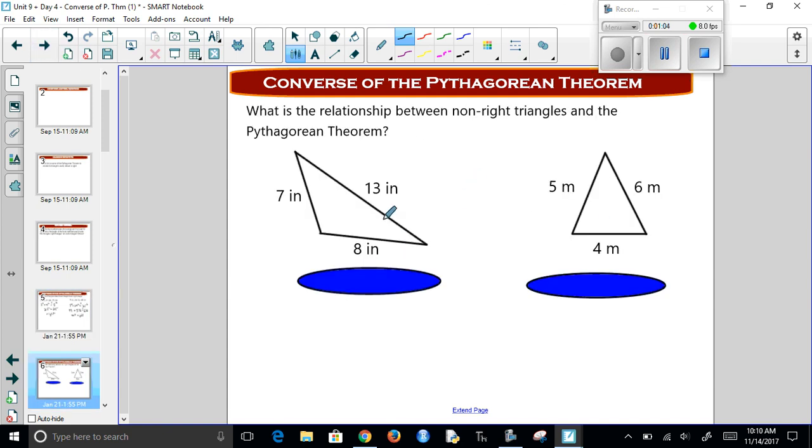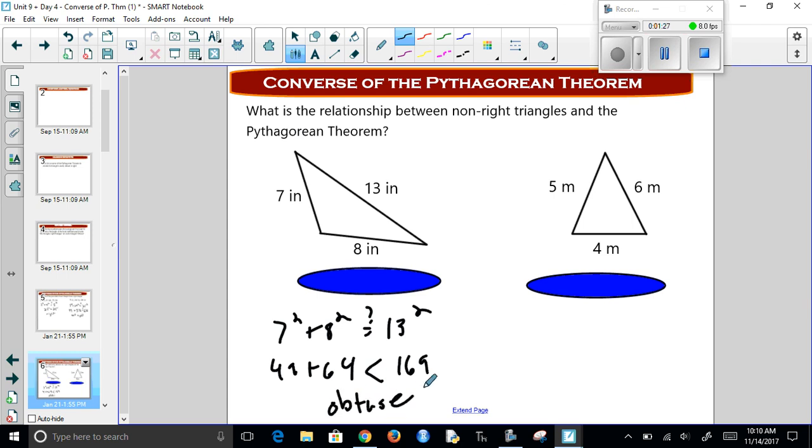To get more specific, let's look at the relationship here. This is an obtuse triangle. If I have 7 squared plus 8 squared, see how that relates to 13 squared. Well, we have 49 plus 64. Is that greater than or less than 169? Hopefully you can see that this is less than 169, and it creates an obtuse triangle.